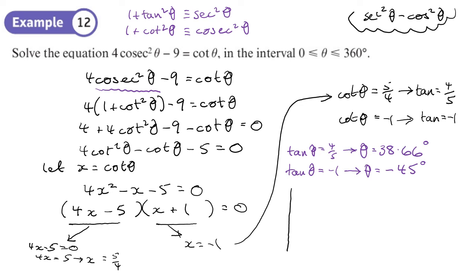Right, so let's use our cast diagram and work out what these are. So the 38.66 over here. Are there any other solutions? C-A-S-T. We've landed in the part where they're all positive. Where else is it positive? Over here. So that's going to be 180 plus 38.66. So I'll write all of these down in a moment. And then for the other angle, which was negative 45.